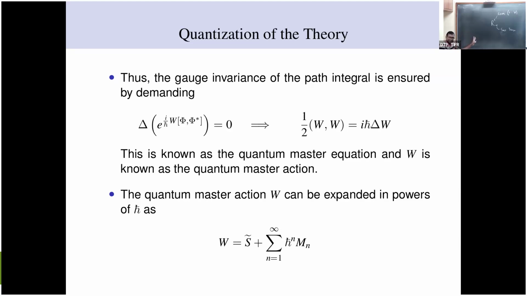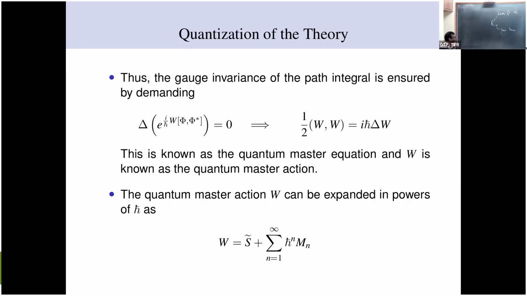So we had the original action S0, then we introduced this classical master action, and now we are introducing a quantum master action. The classical master action is with phi and phi star. And S tilde will be related to S0.